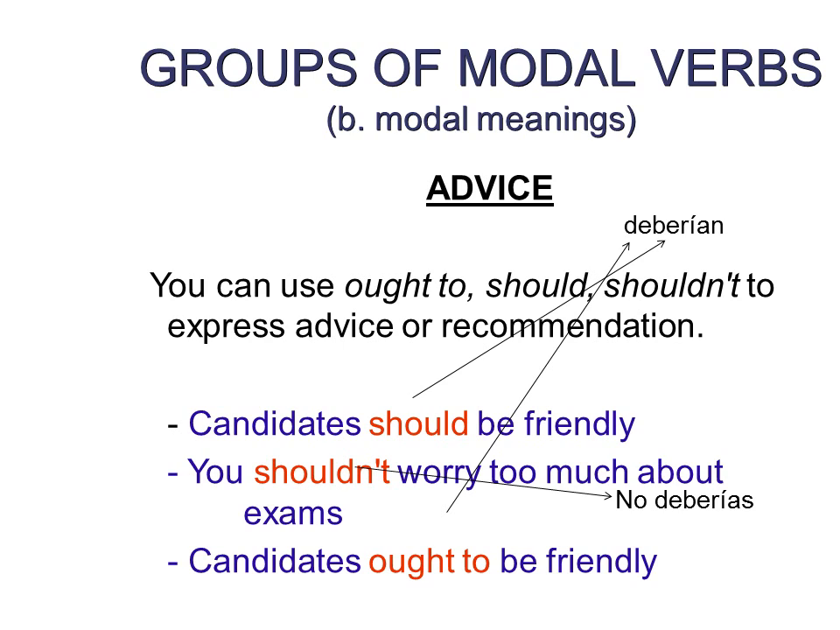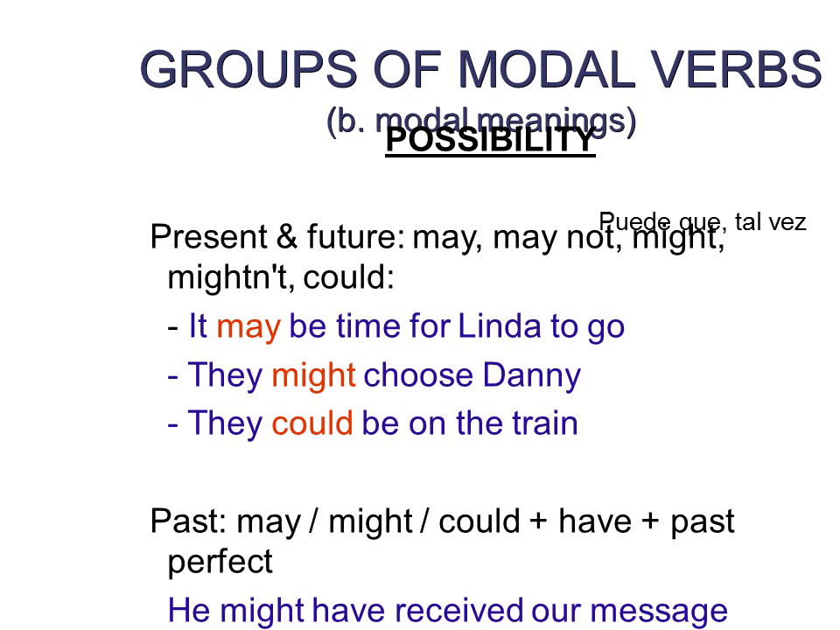Candidates ought to be friendly. Ought to be. I ought to be. You ought to be. He ought to be. The reason we don't use ought to so much is because in the negative it's a horrible thing to pronounce. We have candidates ought to be friendly. We could say candidates ought not to be unfriendly. So, ought not to be in the negative. It's not very nice to pronounce.